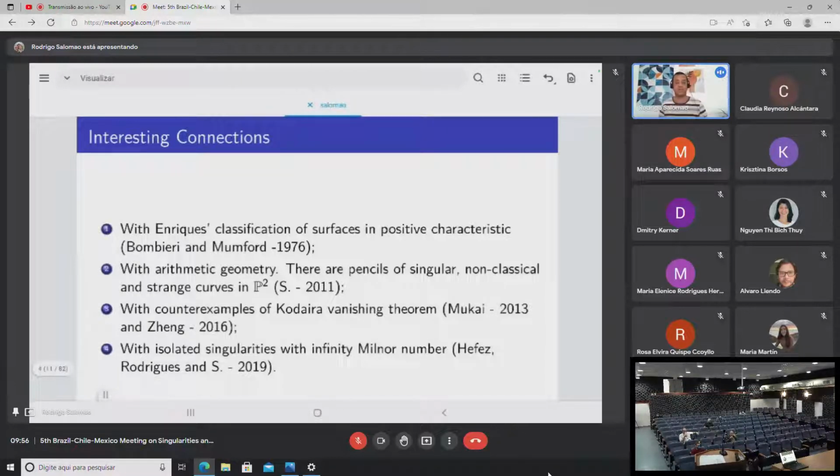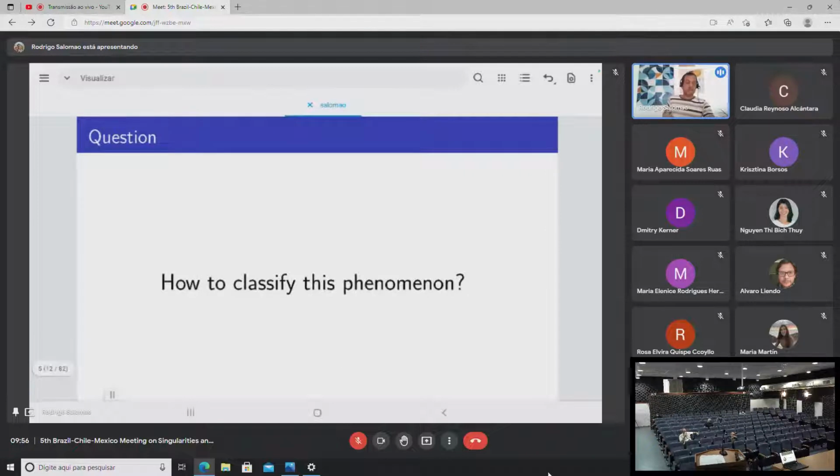João Helder Rodrigues and Raylon Carvalho. I'm sorry, I forgot to say that. It's a joint work with João Helder Rodrigues and Raylon Carvalho, and it's part of the PhD thesis of Raylon Carvalho. Sorry again. So let's go ahead. After showing you some interesting connections, it's natural to ask if it's possible to classify this phenomenon.